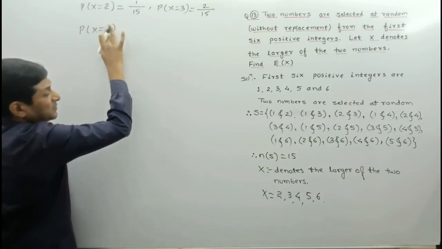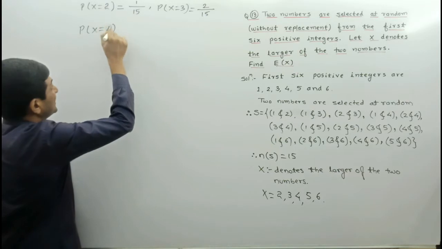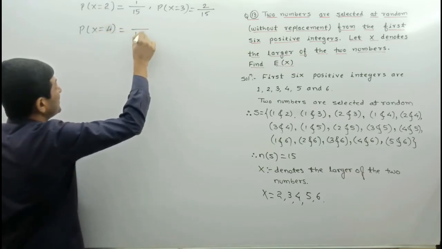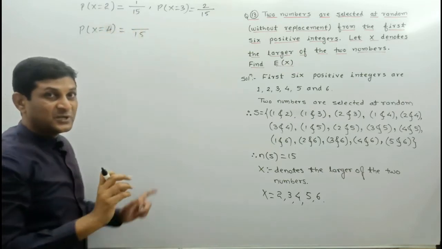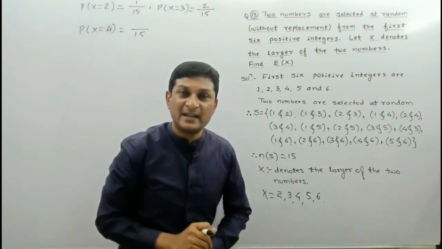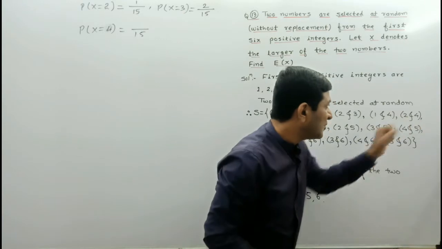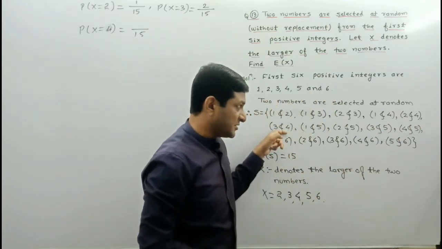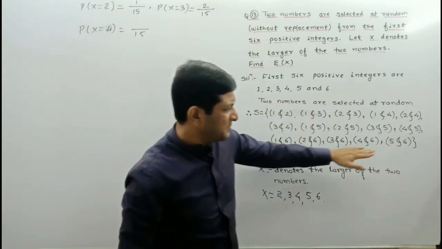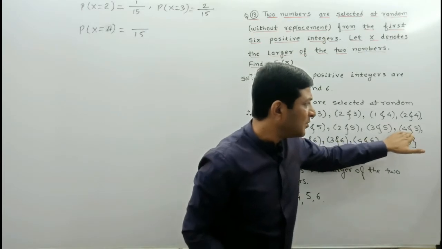X is equal to, which is the next value of X? 4. X is equal to 4. Total 15 outcomes are there and we have to find such elements. Which elements do we have to look at in which 4 is larger? So here 4 is larger, here also 4 is larger and here also 4 is larger. Means 3 elements are there. Here also 4 is visible, but here 4 is not larger, 5 is larger.